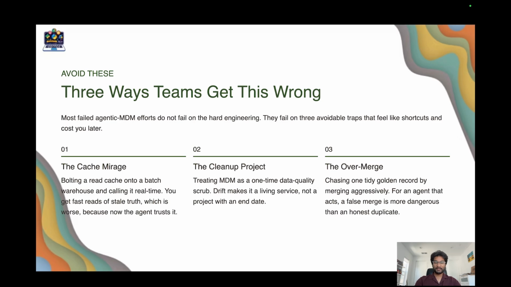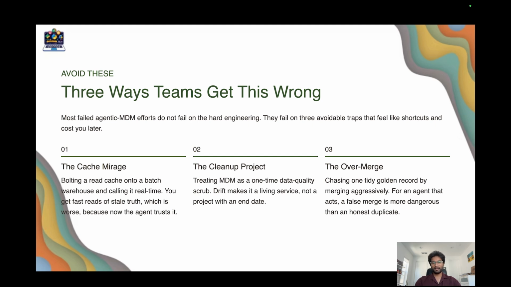The second is treating this as a cleanup project, a one time data quality scrub with a start date and an end date. But drift never stops. The day you declare victory is the day it starts decaying again. This is a living service, not a project. The third is the overmerge. Teams get seduced by the idea of one perfect golden record, and they merge too aggressively. Remember the demo? For an agent that acts, a false merge is more dangerous than an honest duplicate. When in doubt, do not merge. Avoid those 3 and you're most of the way there.